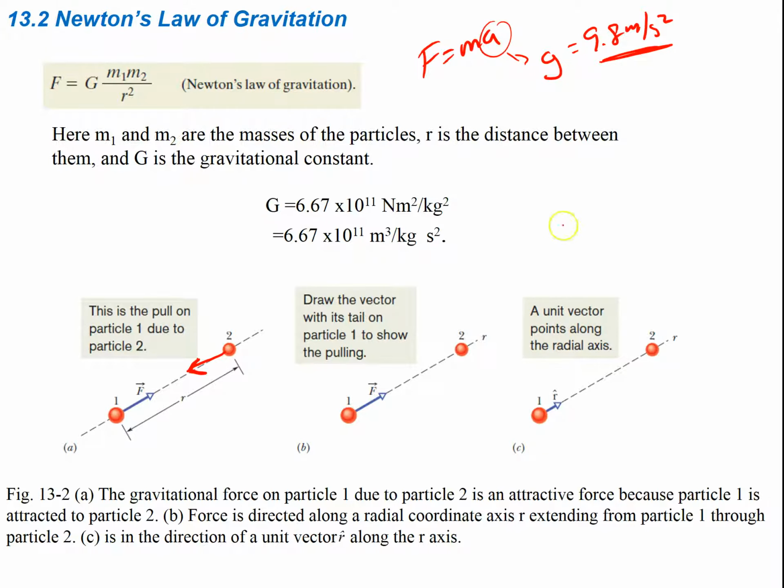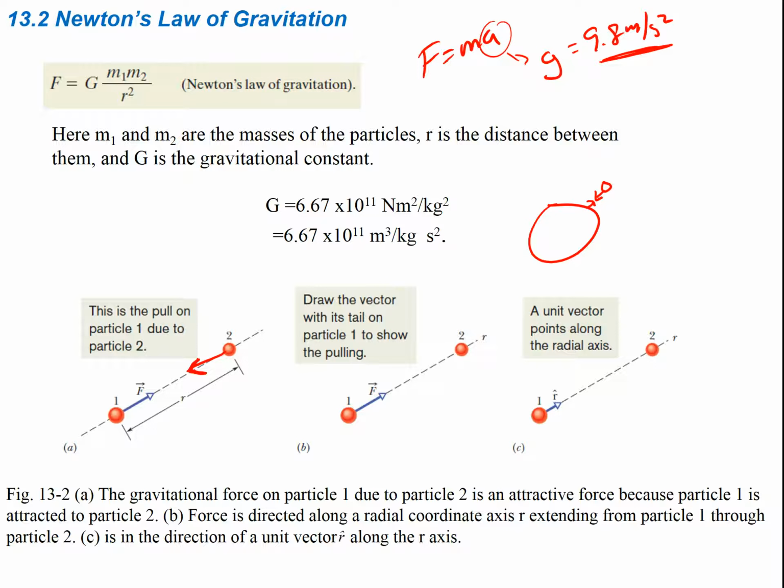For instance, if I had the Earth and a satellite orbiting it, we know that the satellite is going to be a lot less massive. However, the force on each of the objects is the same. Let's say there was 100 newtons of force on the satellite. The Earth is going to be pulling at the satellite with 100 newtons of force, and the satellite is going to be pulling at the Earth with 100 newtons of force. They're equal and opposite forces.